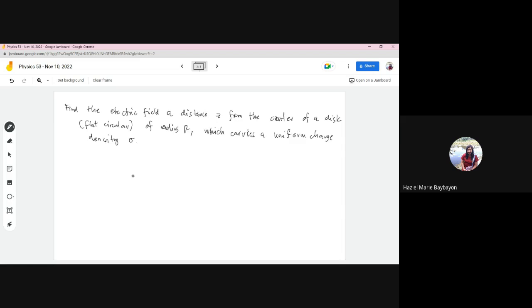It signifies that this disk is solid, not hollow. So you have here a disk and then we want to know the electric field a distance z from the center of the disk. So this is your point P.